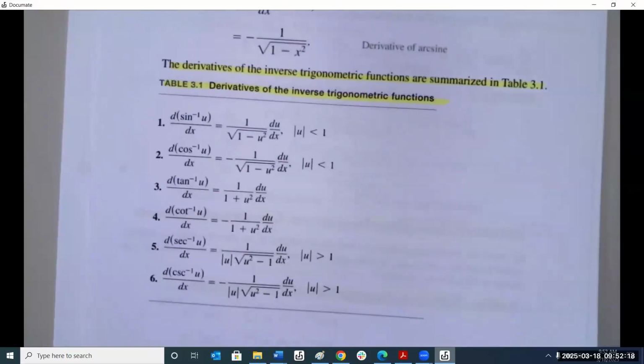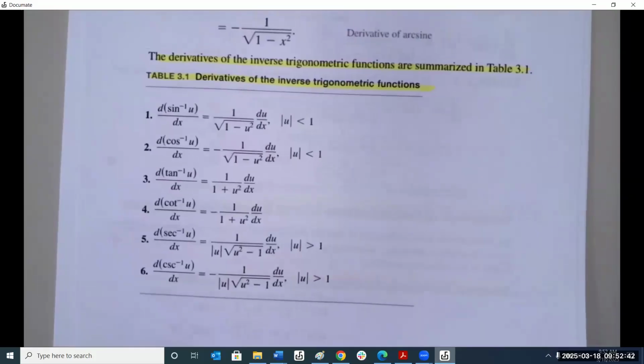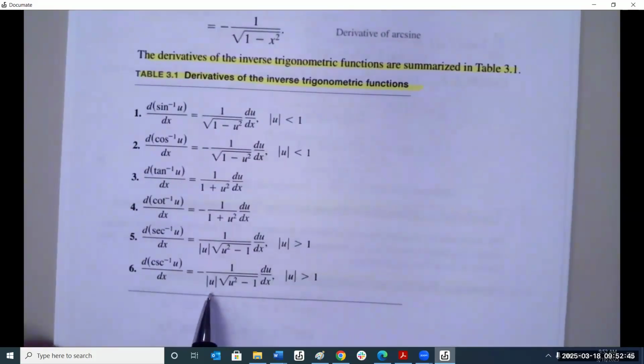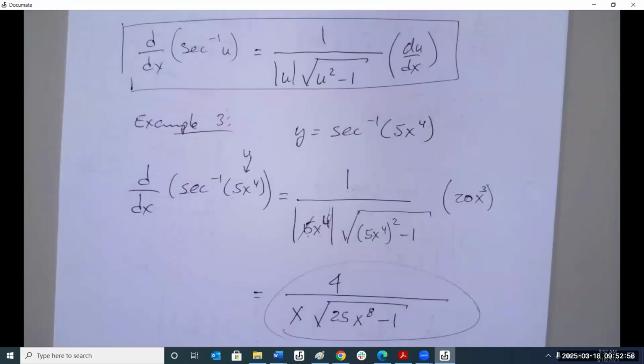Really quick, take a picture of these. These are all of the formulas. How do we know to put the absolute value in? You put the absolute value in there because that's part of the formula. But since our value is 5x to the fourth, it can never be negative. Yeah, see, it's part of our formula right here, absolute value of u. And the only reason we have to keep it there is if our exponent is odd, which means the answer can be positive or negative.